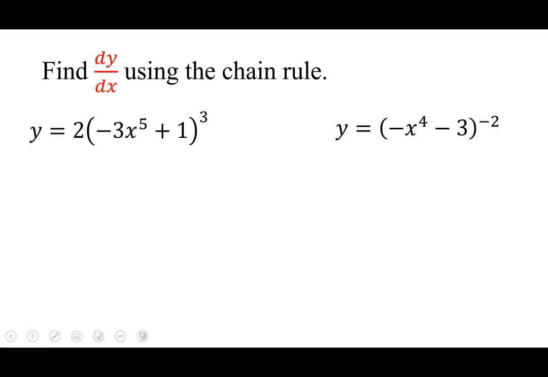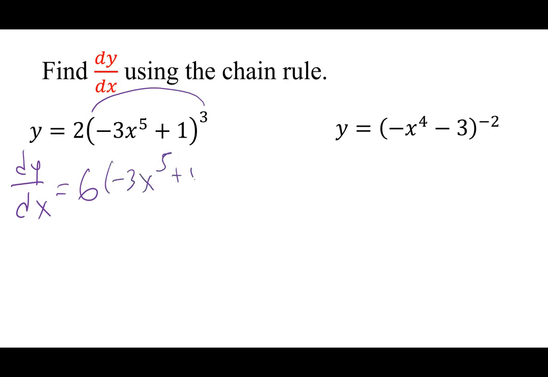So let's see how that would look in action. So again, take the derivative using the chain rule. So dy dx. I'm going to move down the 3 times 2 is 6. I'm going to take the entire quantity to the 1 less power times the derivative of the inside.